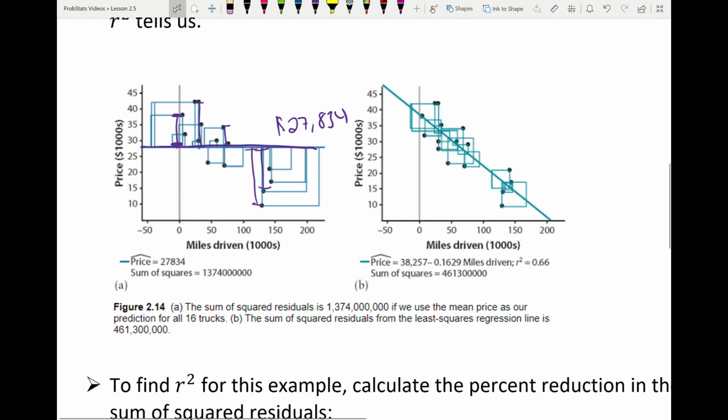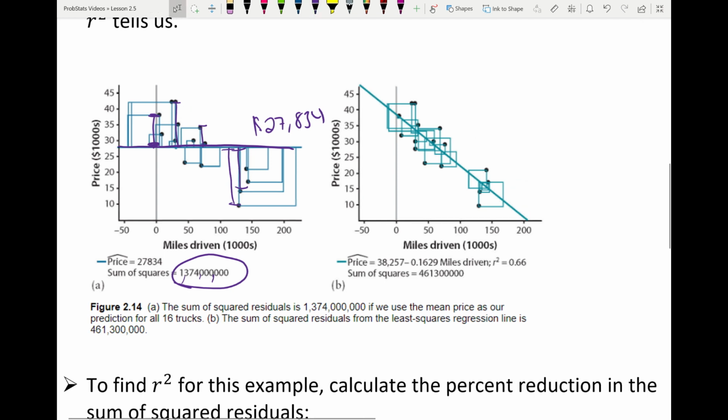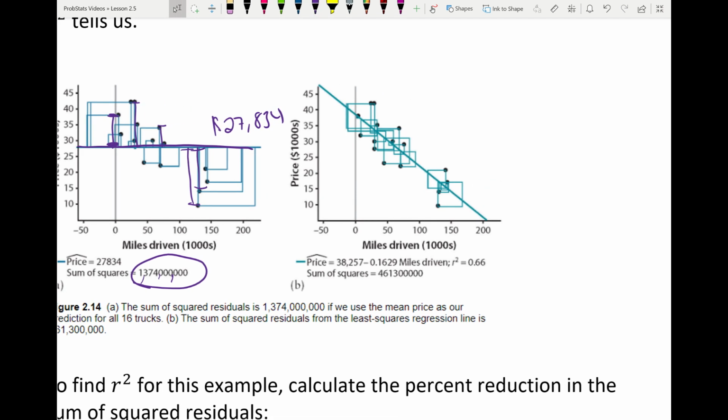So if we were to square those residuals and add them up, we get this number here. That's a pretty large number if you think about it. There's 3 zeros there, 6 zeros, 9, so this here is 1,374,000,000 as our sum of squared residuals. It's pretty large. Now, compare that to our regression line. If we were to find the residuals between each data point and our regression line, the residuals are much smaller, on average. So these are not that large.